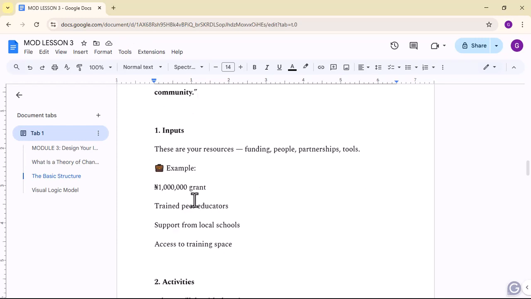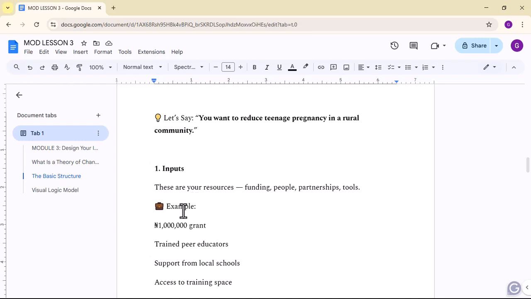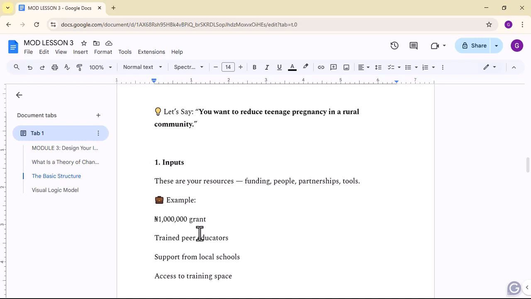Examples I can name are a grant of 1 million naira, trained peer educators, support from local schools, and access to training space, right? These are resources I will need to help reduce teenage pregnancy in a rural community, because I will need to run a lot of programs for them, orientation and some training. So these are some of the inputs required.